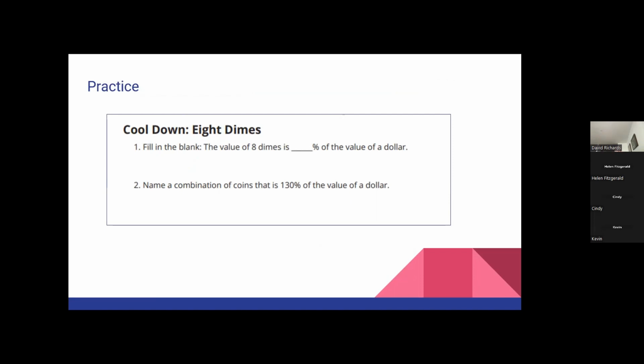Fill in the blank. The value of 8 dimes is blank percent of the value of a dollar. And then another one: name a combination of coins that is 130% of the value of a dollar. Again, conceptual understanding, so that they understand what more than 100% means, right?